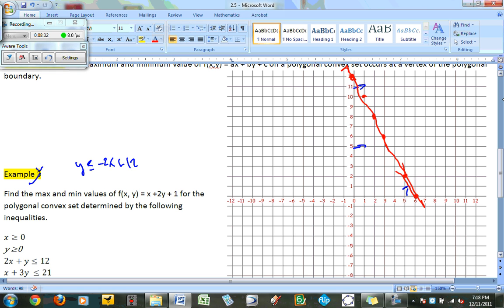And then, of course, I've got to graph that other line here. So I'll subtract my x over. So I have 3y is less than or equal to negative x plus 21, divided by 3. Y is less than or equal to negative 1/3 x plus 7.